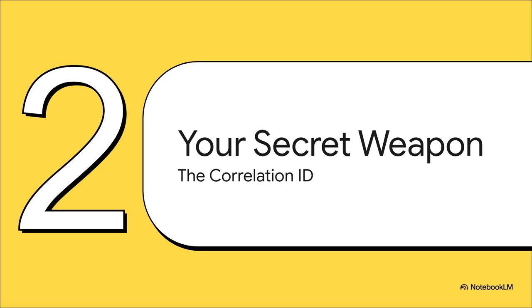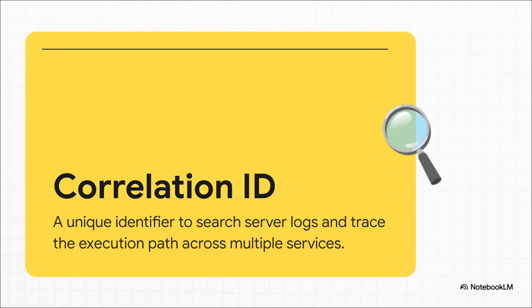And in the world of distributed systems, your single most important piece of evidence, your secret weapon, is the correlation ID. I want you to think of the correlation ID as the flight recorder for a server request. It's this unique ID that gets stamped on a request the moment it enters the system, and it follows it on its entire journey, through every single microservice, every database call, every step, until it leaves.